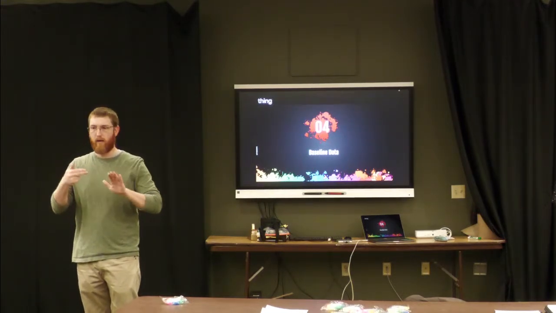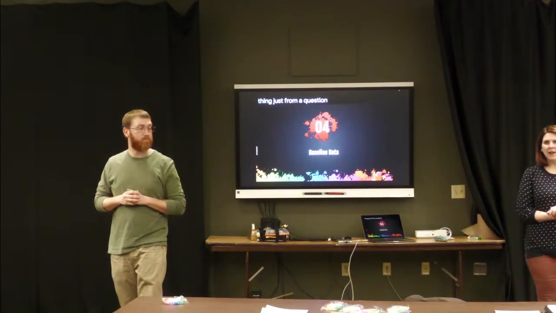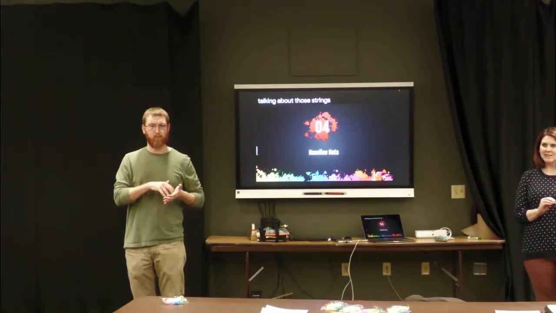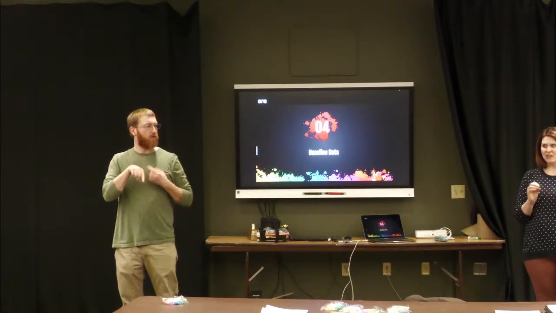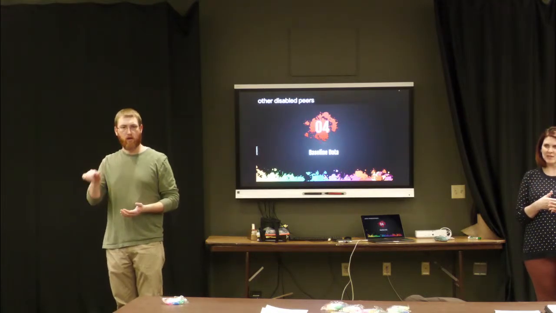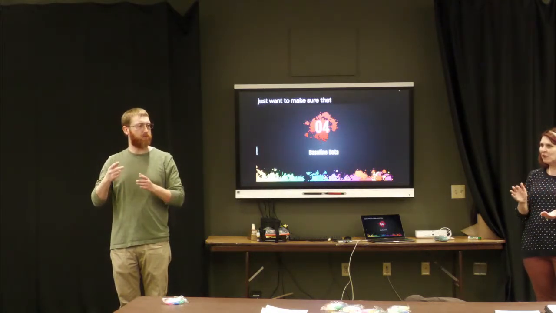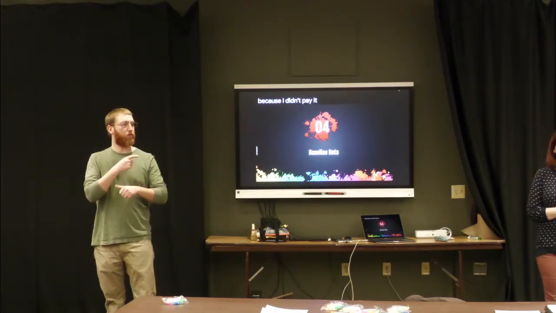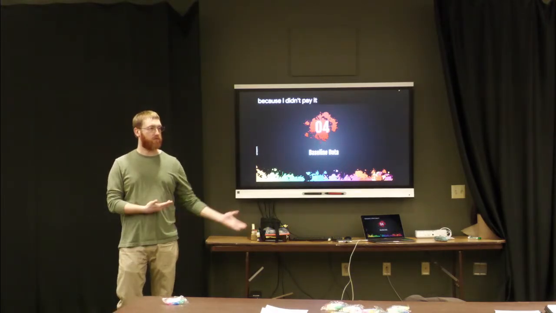Okay, and one other thing, from a question during the break: when we're talking about strengths and needs, we are talking about those strengths and needs as they are compared to their same age peers. So not other disabled peers, but their actual same age peers. I just want to make sure that I reiterated that because I didn't say it the first time we went over it.